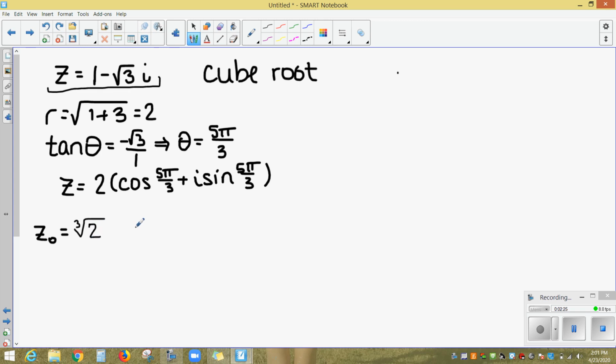Since we're after the cube root this time, we're going to have the cube root of 2, the cube root of our r. We'll have cosine of our angle plus 2 pi 0, which is 0, over, this time I really do have a 3 on the bottom because now I'm looking for the cube root instead of the square root. We're going to have i times sine of that same angle, so 5 pi over 9.